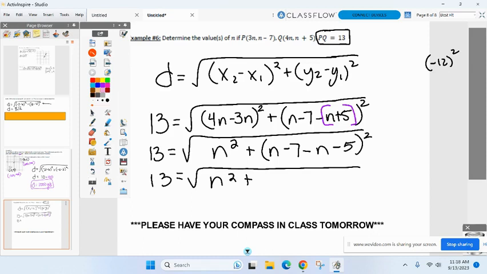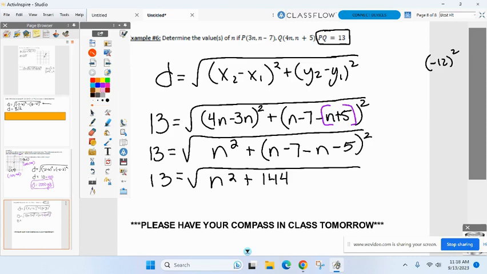So what's that going to be? N squared plus 144. So is everyone right where the 144 came from? All right, ready? What do I do from here?